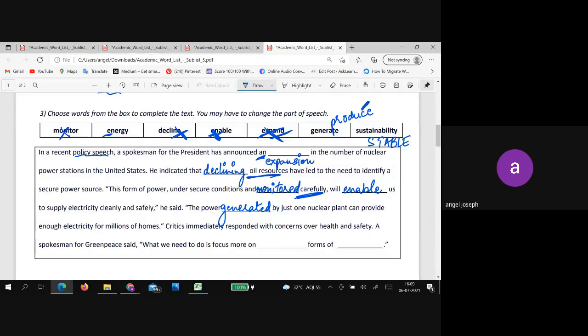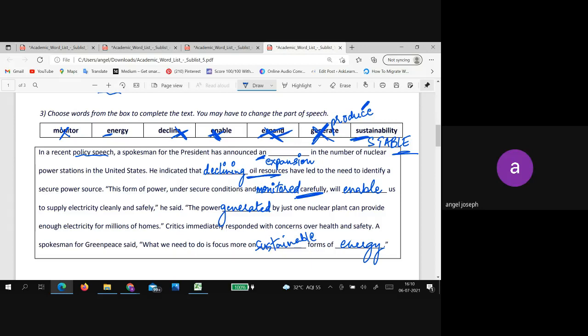A spokesperson for Greenpeace said, what we need to do is focus more on dash forms of dash. I want you to use these 2 words. We only have sustainability and energy. So how can we put both these combinations here? Forms of, let's do the last one. Sustainable forms of energy. Sources of energy, good. Sustainable, instead of sustainability, what have we used? Sustainable. Just like I have written here, sustainable forms of energy.